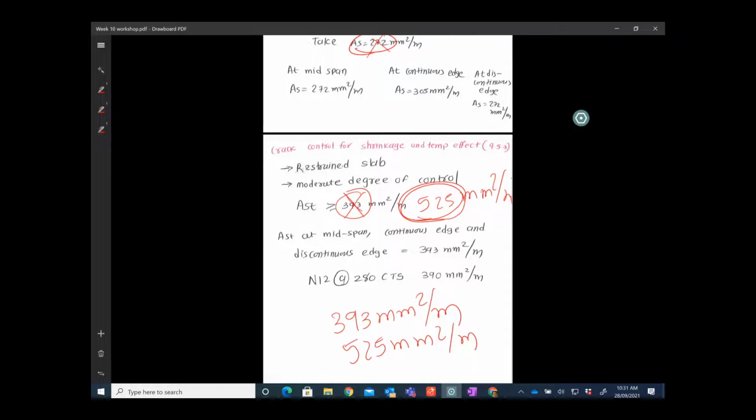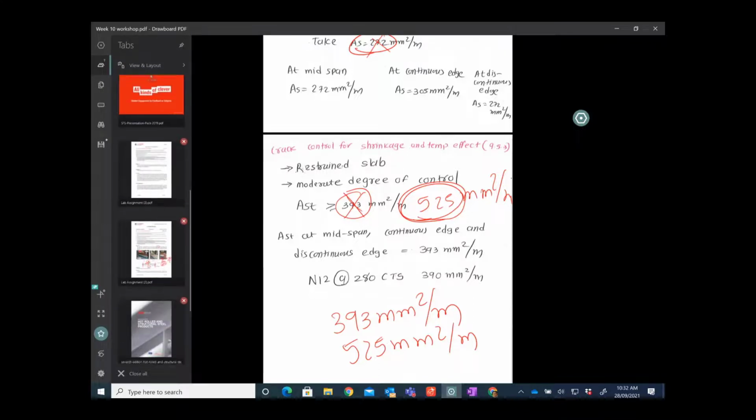Shrinkage, temperature, moderate control. Again, they multiply by 0.75. Just give me a minute, please. I think we don't need to multiply maximum center to center. But I think it will come down to the center to center spacing. I think you no need to multiply by the reinforcement in the second direction. I think you no need to multiply by 75% here. I can't see it in the standards. So just keep it 525, and from that one we can calculate the spacing.